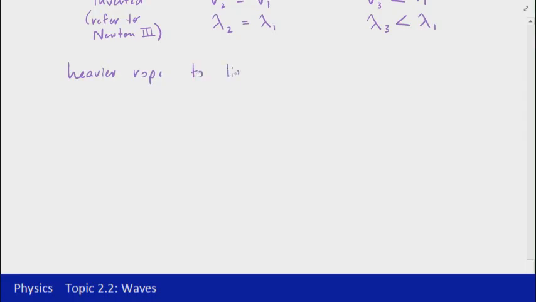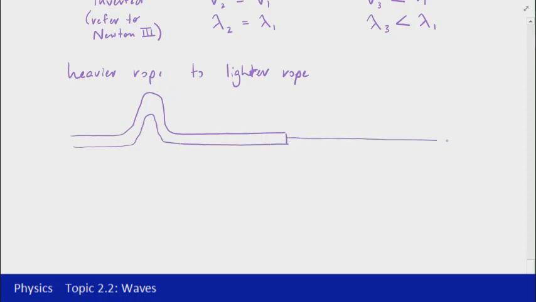So heavier to lighter rope, we're going to see first of all that we'll have this waveform being transmitted along the heavy rope, and then we'll go into our lighter rope on the right hand side. So I'll just note again, that's the heavy rope, that's the light rope.